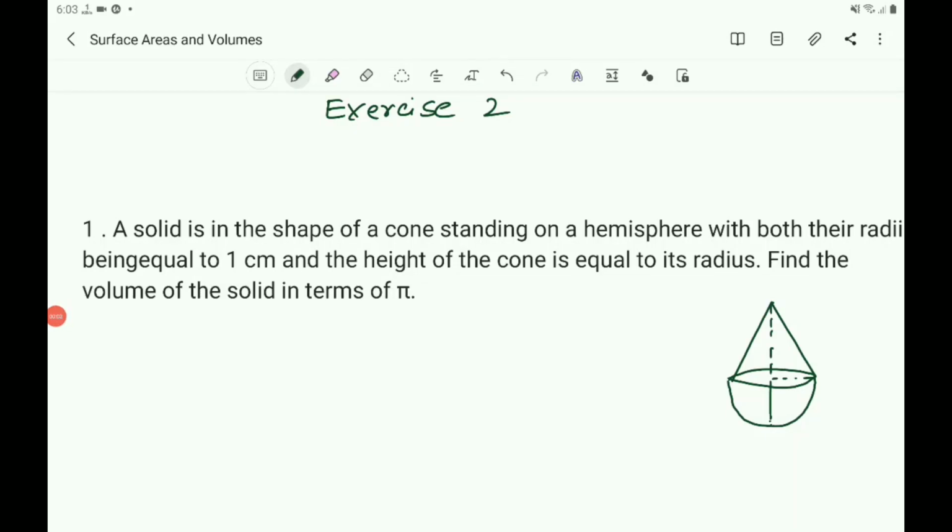Children, it is the next part of the chapter Surface Areas and Volumes. Now let us start Exercise 2 of the chapter.